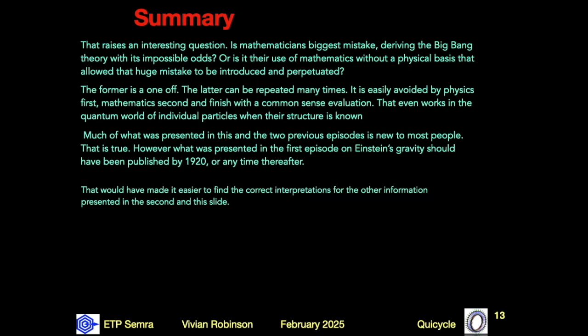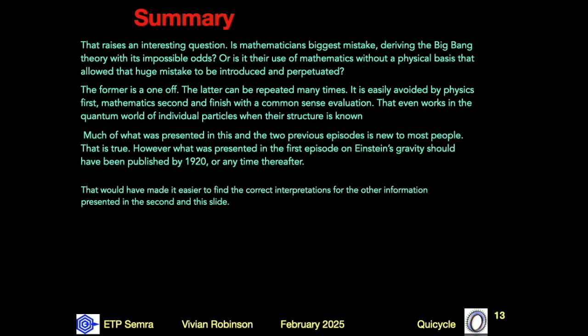That raises an interesting question. Is the mathematician's biggest mistake deriving the Big Bang Theory with its impossible odds? Or is it the use of mathematics without a physical basis that allowed that huge mistake to be introduced and perpetuated? The former is a one-off. The latter can be repeated many times. It is easily avoided by physics first, mathematics second, and finish off with a common sense evaluation. That even works in the quantum world of individual particles when their structure is known.